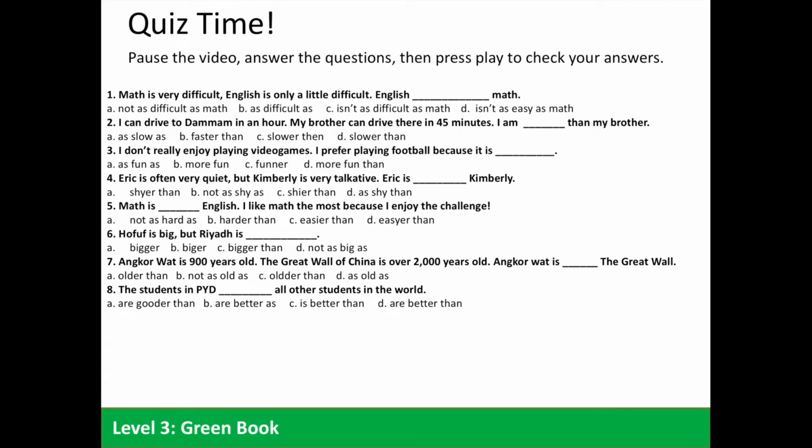Now, let's take a practice quiz. As always, pause the video, answer all the questions. When you've finished, hit the play button and we'll check your answers.